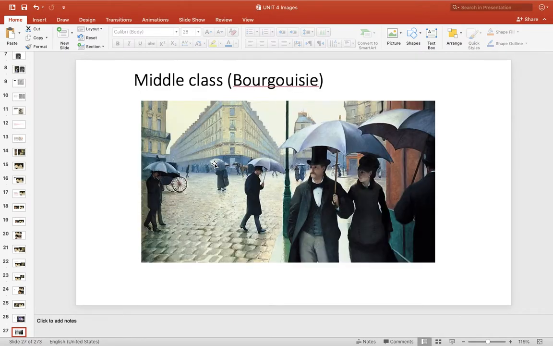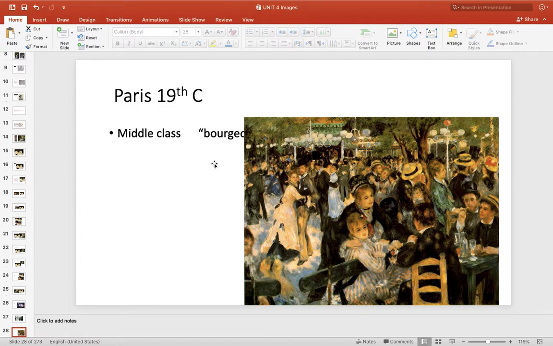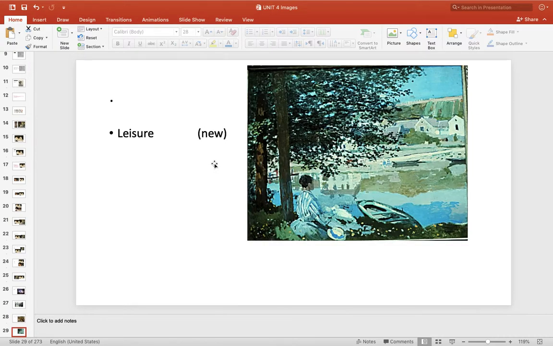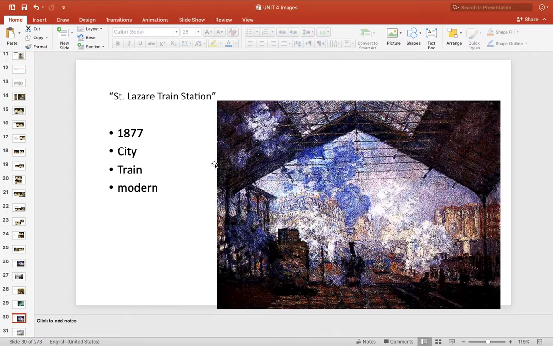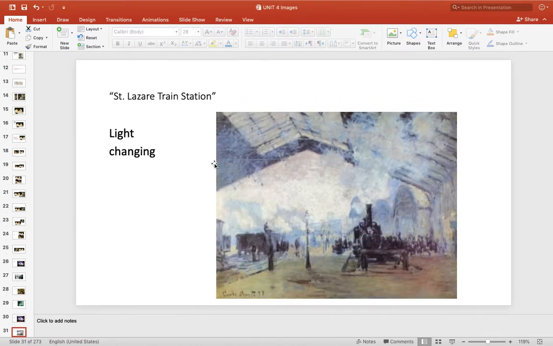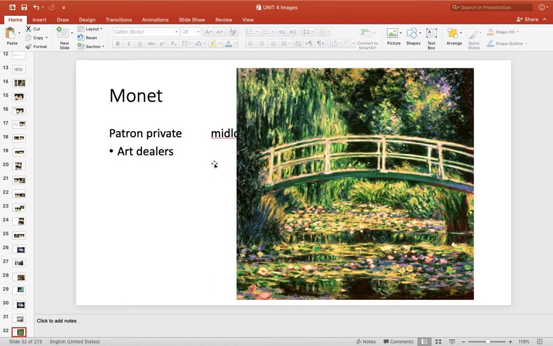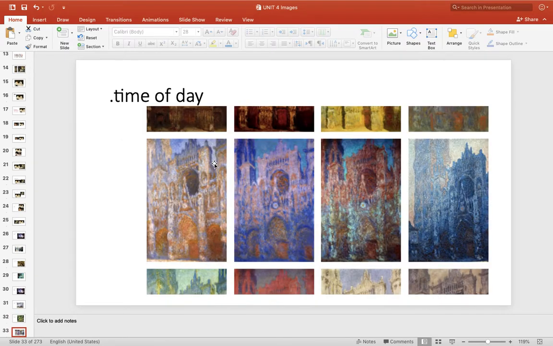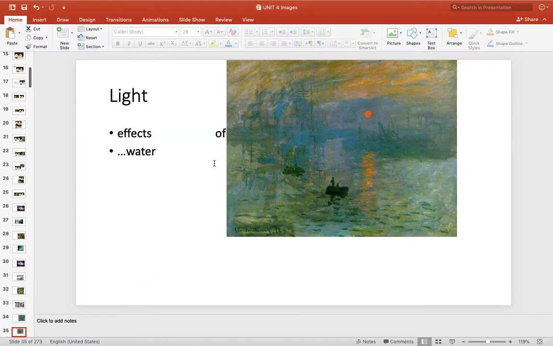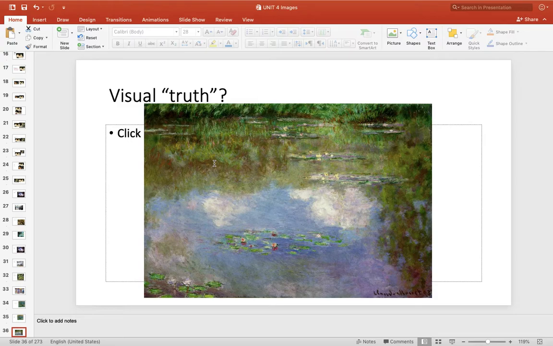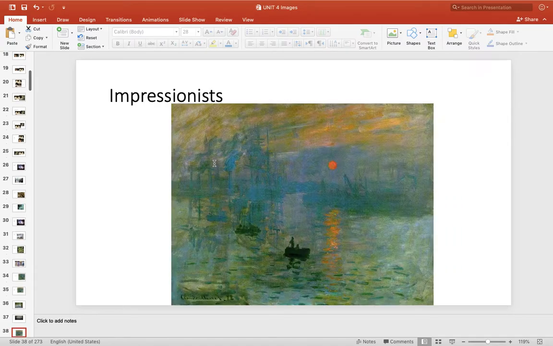Impressionism, Monet. Okay, Impressionists are about middle-class, bourgeois Paris, out in the Paris, middle-class people with leisure time enjoying Paris. It's not Jesus, it's not Moses, it's the middle class. Saint-Lazare train station, into light, atmosphere, private dealers. These are landscape paintings. They made a lot of money. He was into atmosphere, time of day, and choppy brushstroke, and the effects of light and atmosphere. Visual truth, what do you really see with your eye?